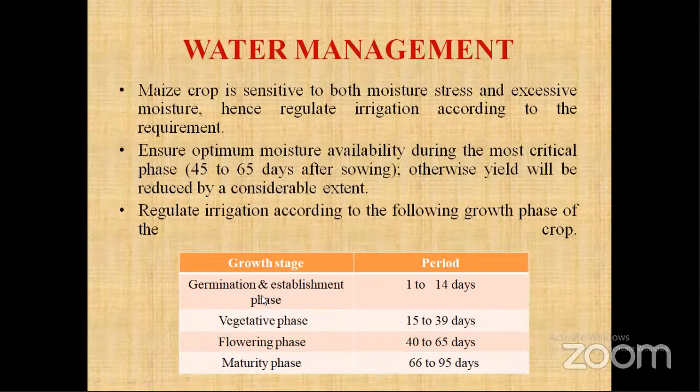Here we can see four growth stages. First one is germination and establishment phase, 1 to 14 days after sowing. Vegetative phase, 15 to 39 days. Flowering phase, 40 to 65 days. Maturity, 60 to 95 days. In all these growth stages, we should irrigate the crop at least once. That means during the first phase, we should irrigate the crop at least once. During the second phase, we should irrigate the crop at least once. So a minimum of four irrigations should be given during the crop period, so that we can get optimum yield.